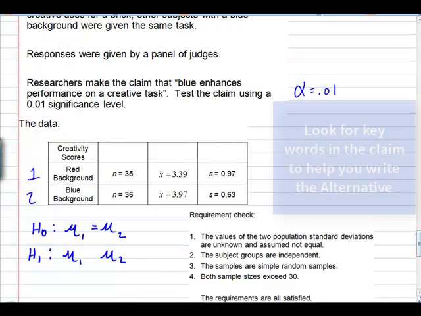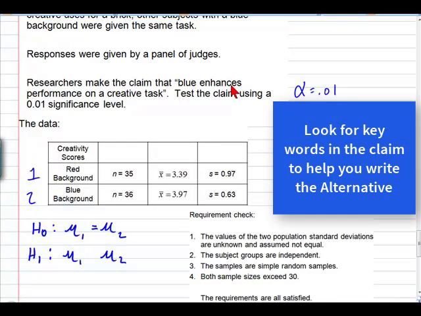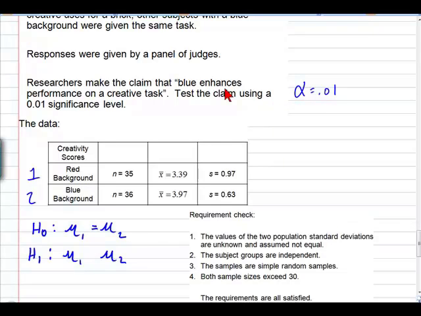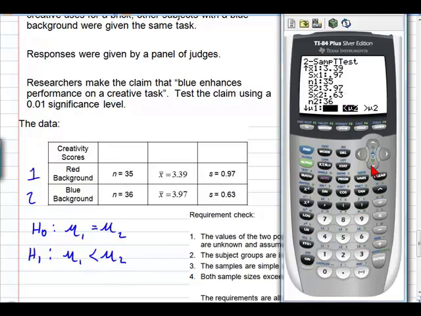Let's look at our original claim. Blue enhances performance on a creative task. If blue enhances performance, what would we expect to happen here with the average scores for group 1 and group 2? We would expect group 2 to be greater than group 1 because group 2 was the blue background people. So red would be less creative than blue. Mean 1 is less than mean 2. So we're fine with the less than here.